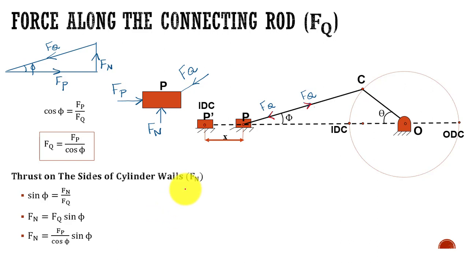Now I am also replacing this Fq with this term, the piston effort. I am converting all those final equations in terms of Fp. If I know the value of Fp, then I can find out all those values easily by substituting the Fp value in the equation. And here, sin phi divided by cos phi is replaced with tan phi. So these are the relations that we need to remember while solving problems to find the thrust on the side of the cylinder walls, that is the Fn value, exactly the reaction force.